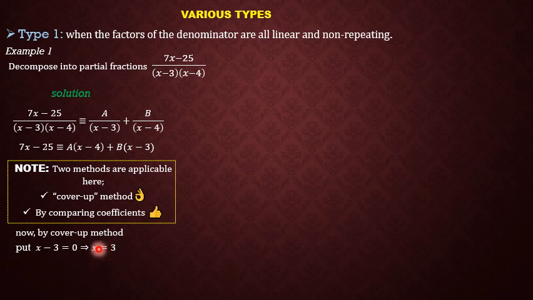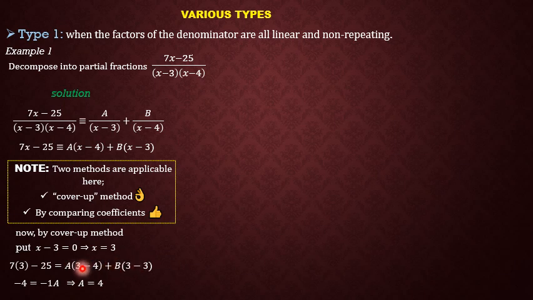Okay, now that my x is 3, I'll go back to this equation here. Then I substitute 3 here. I put 3 here and I put 3 here. So at the end of the day, I'll have 7 times 3 minus 25 being equal to a multiplied by 3 minus 4 plus b multiplied by 3 minus 3. And what do you notice about 3 minus 3? 0. And 0 multiplied by b is actually 0.